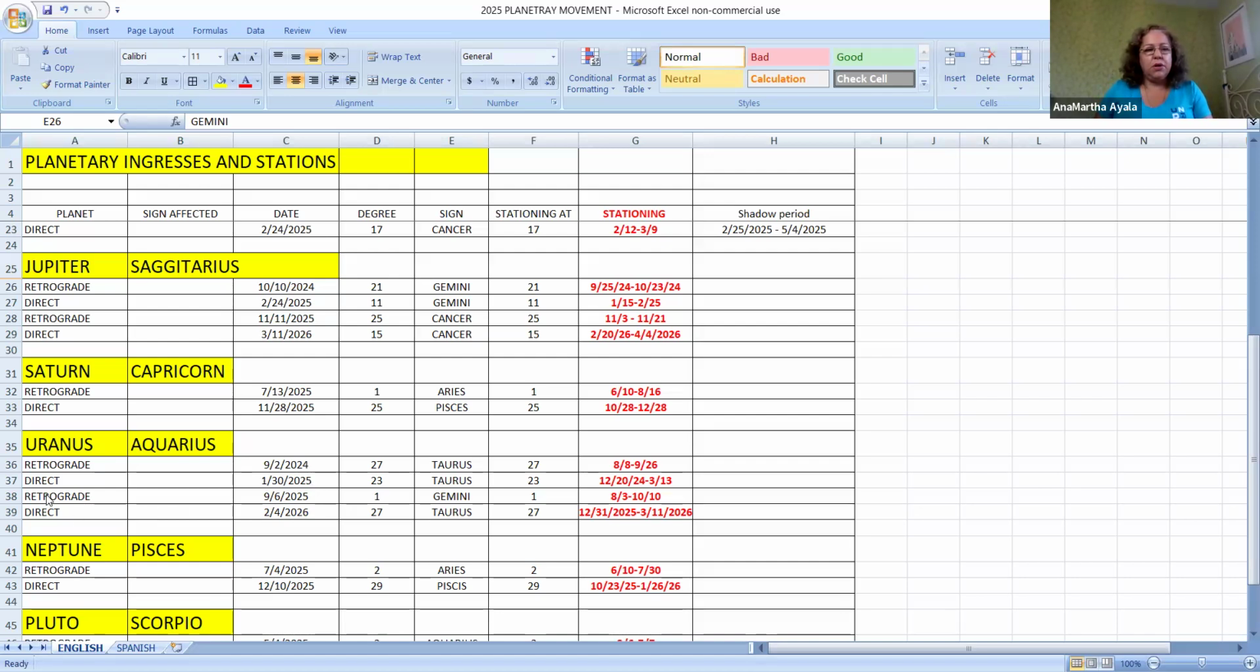Now, it's going to go retrograde again September 6th of 2025, and it's going to go direct February 4th of 2026. Now, when Uranus goes direct after January 30th, it will cross Algol again. And I believe it happens in March. March 19th is the date that sticks in my mind. That's going to be an interesting period of time.